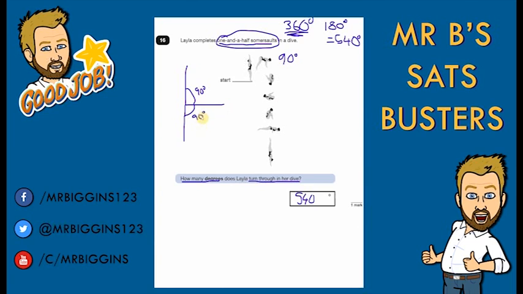It's another 90 degrees, which would equal 180. So as you can see, we can keep going down. So 180, add another 90 on, 270. Then we've got her facing back upright, so she's had her full turn, which is 360.